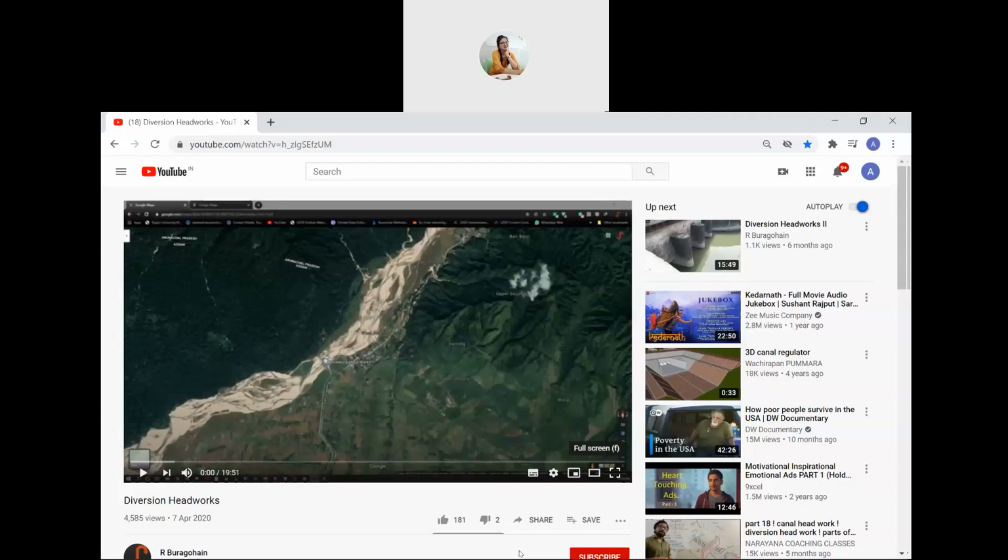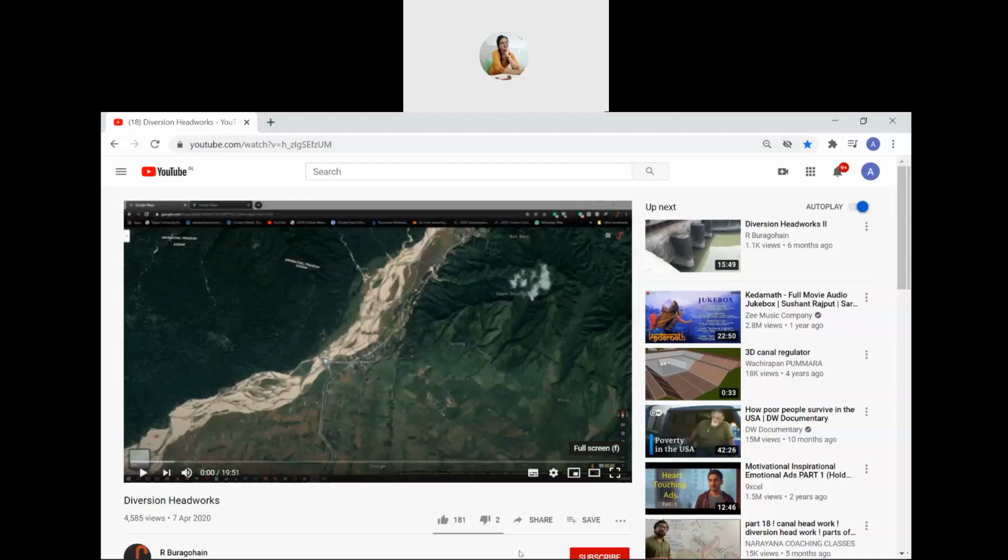Hello everyone. Today we'll discuss a topic called diversion headwork. A diversion headwork diverts the water in a river to increase its height and to supply it to other areas for different purposes. In this case, let us look at a diversion headwork called the Bordekodai Headworks, which is located near a place called Sijusa, near the Arunachal border.